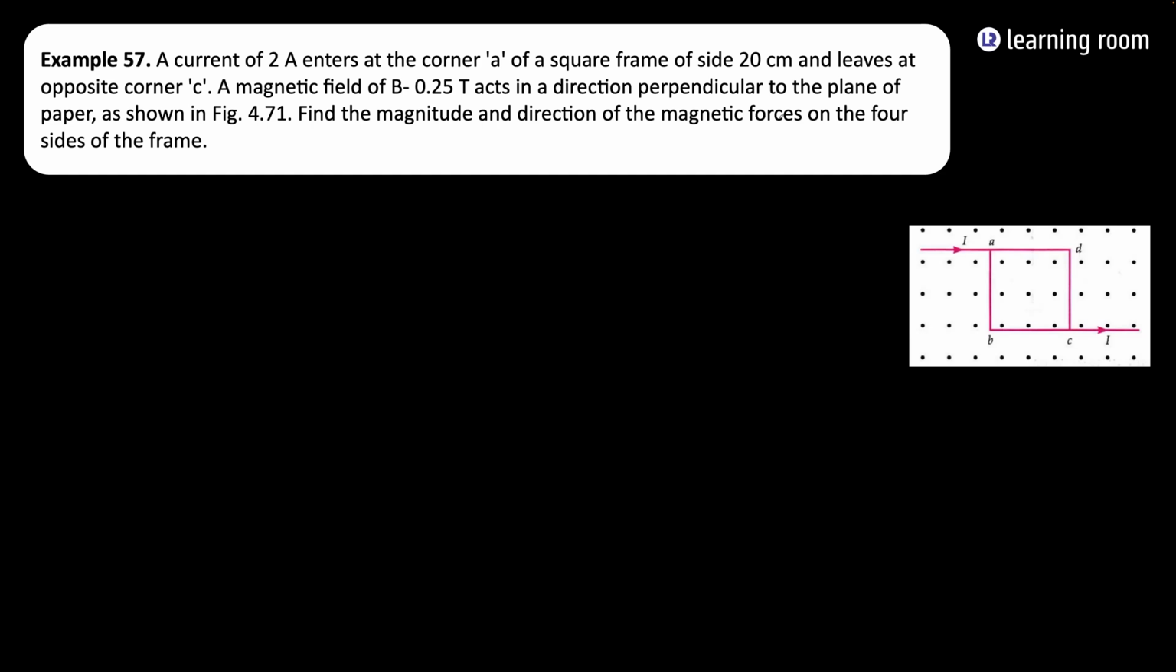So how much is the value going to be across AD? In AD, will the current flow from A to D or D to A? A to D. What about AB? It will flow from A to B, of what magnitude? I by 2, no? So convert whatever I told into a diagram and then proceed. You can first draw the diagram.